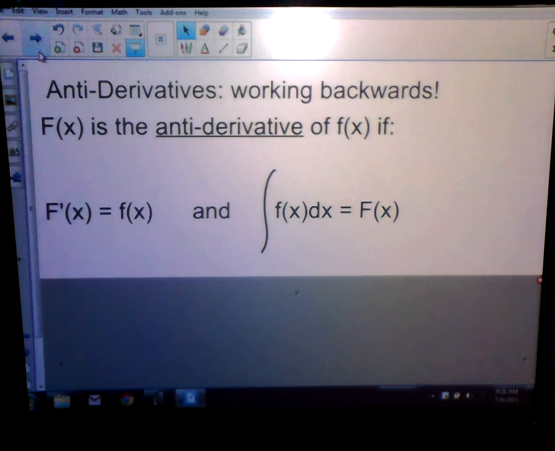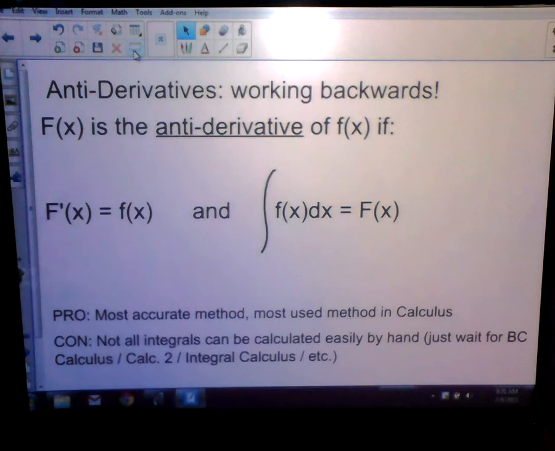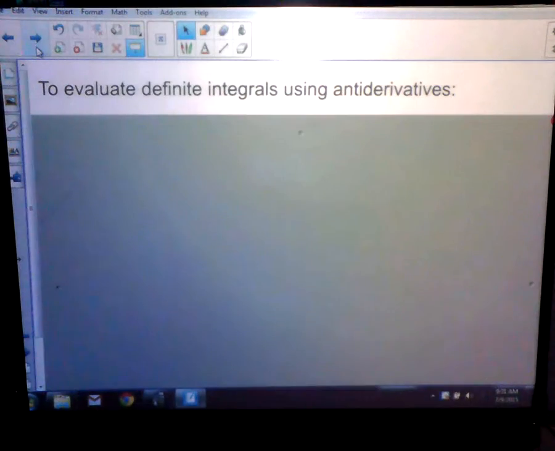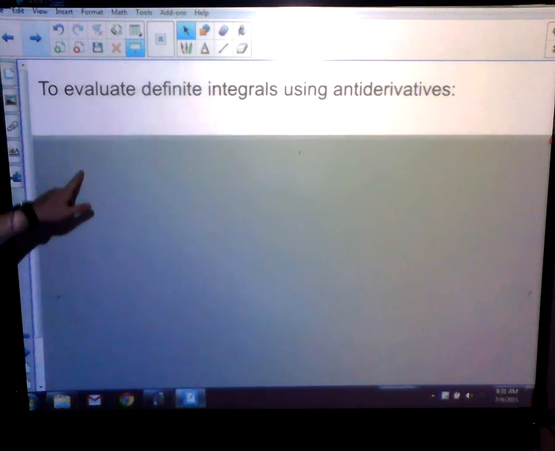The third way, the most common way, is using an antiderivative. So we're going to work backwards. Okay? It's the most accurate method, it's the most used method, but not everything can be calculated easily by hand. Next year, those of you that take me for BC Calculus or Calc 2 in college or Integral Calculus or whatever they call it, you will see this a lot. To evaluate a definite integral using antiderivative. So how am I going to do this by hand? No calculator, no graph, just sketch, or just doing it.